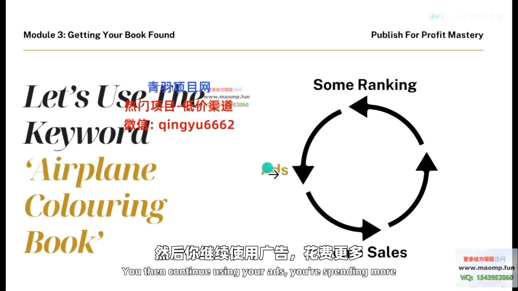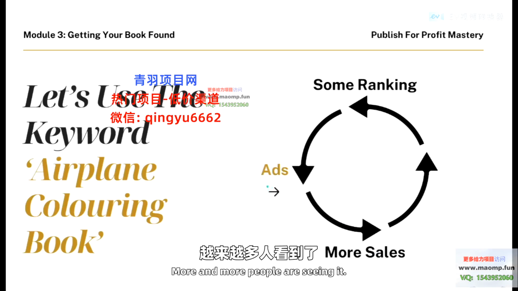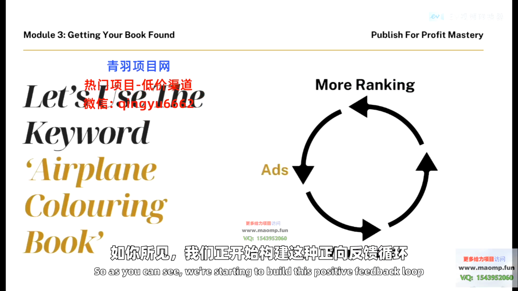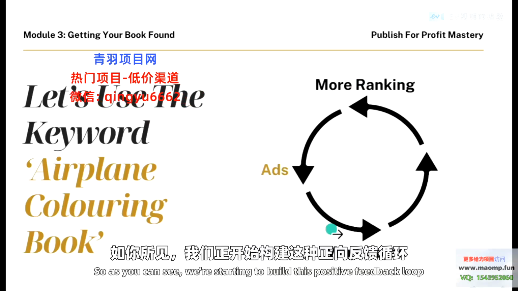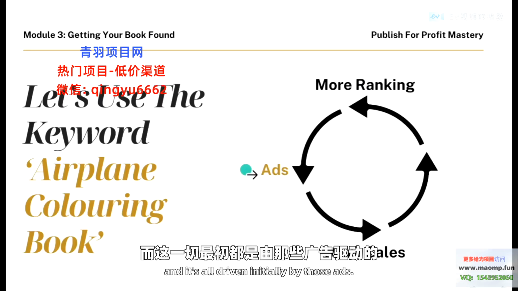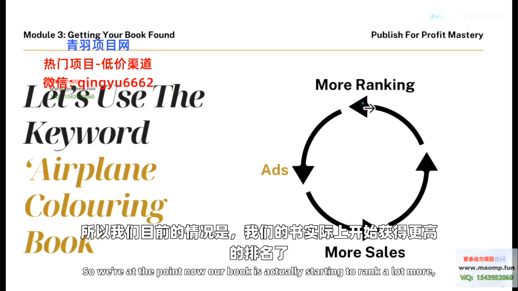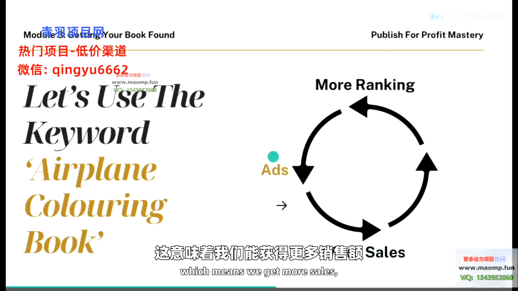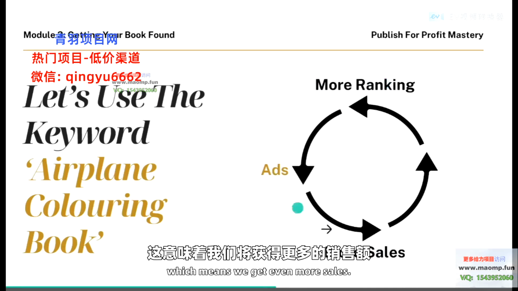You then continue using your ads, you're spending more and more people are seeing it. You then start to get more sales, and the more sales you get, the more organic ranking you start to get. So as you can see, we're starting to build this positive feedback loop, and it's all driven initially by those ads. So we're at the point now where our book's actually starting to rank a lot more. We're still using ads, and we're getting more sales. And the more sales we get, the more ranking we get, which means we get more sales, which means we get better ranking, which means we get even more sales.